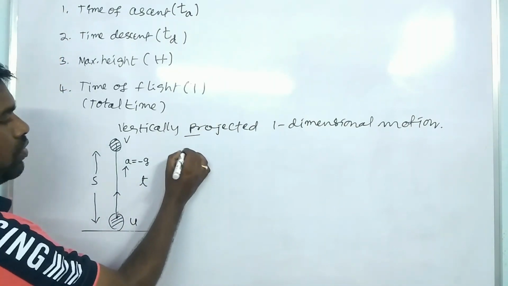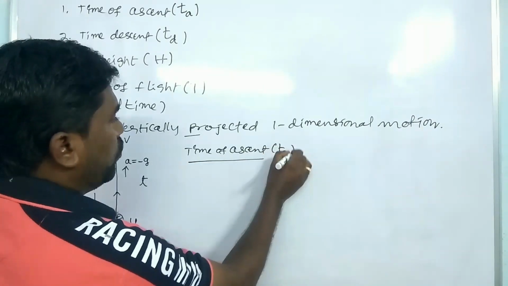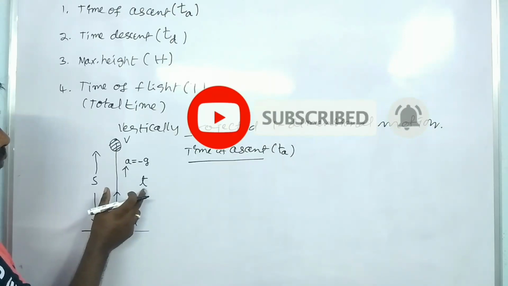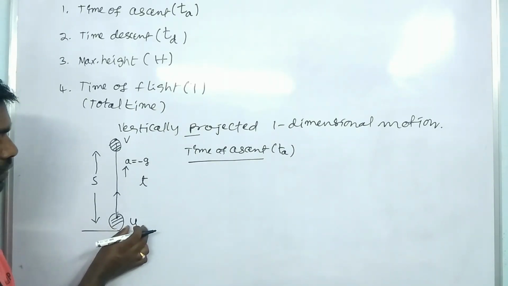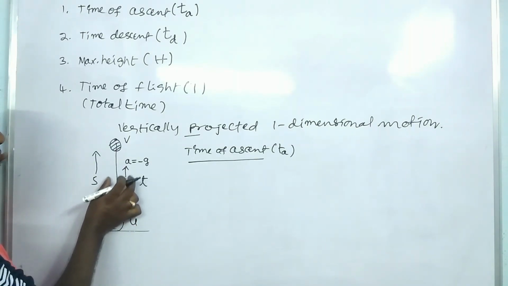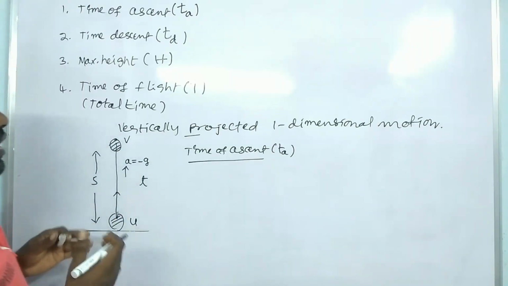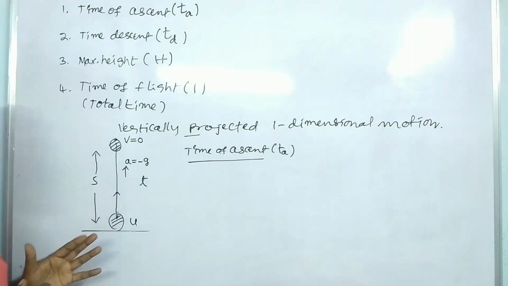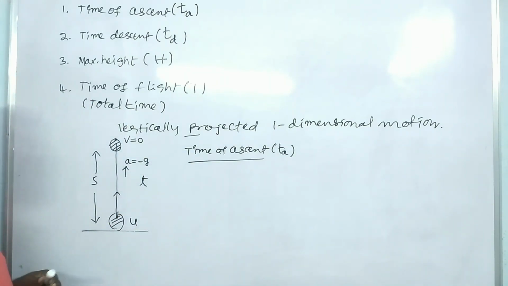At first we have to derive the time of ascent, TA. How can we derive that? The time of ascent is the time taken by the body to reach its maximum height. If a ball is thrown with initial velocity u, after some time it reaches its maximum height, where the final velocity of the object is 0. The time taken to reach that point is called the time of ascent.